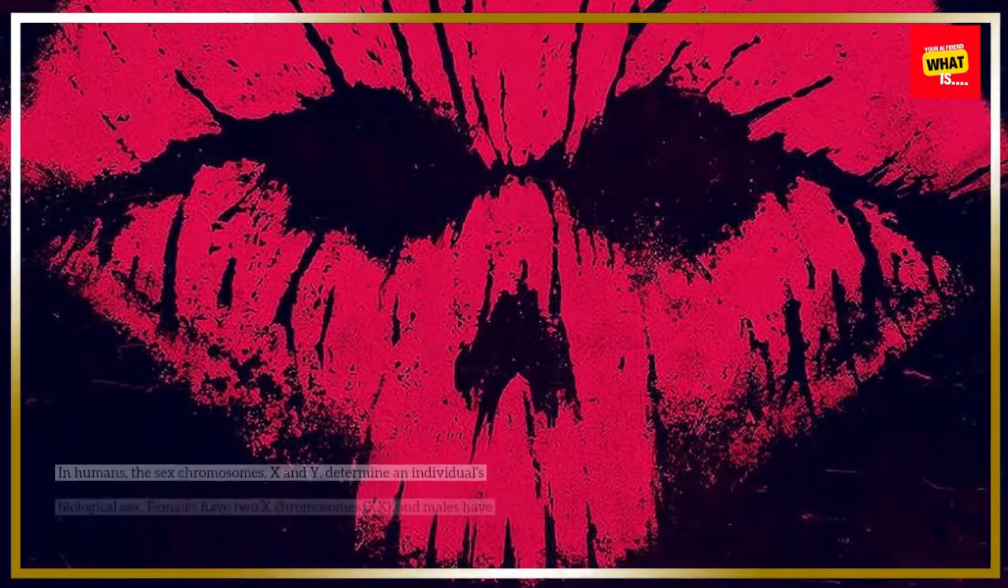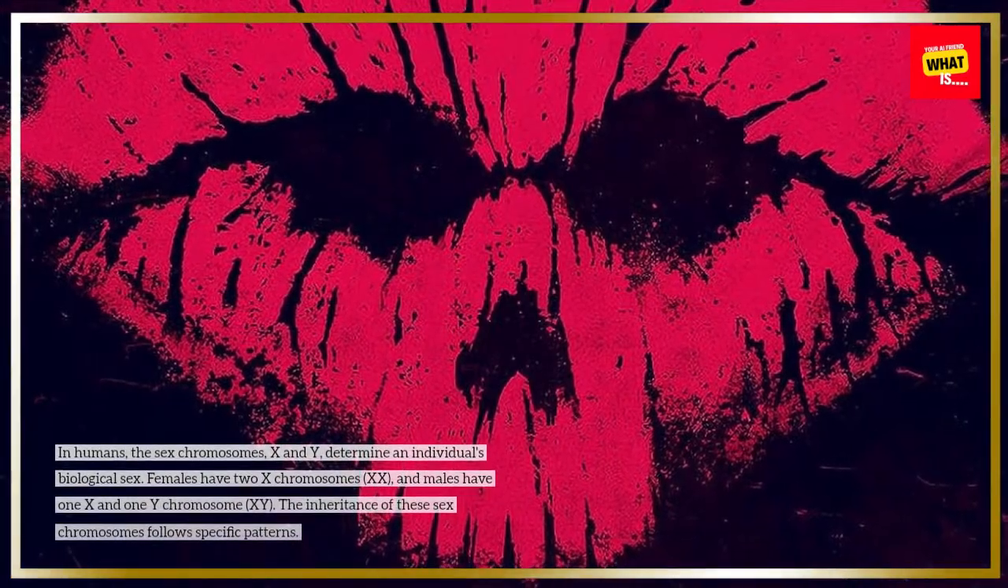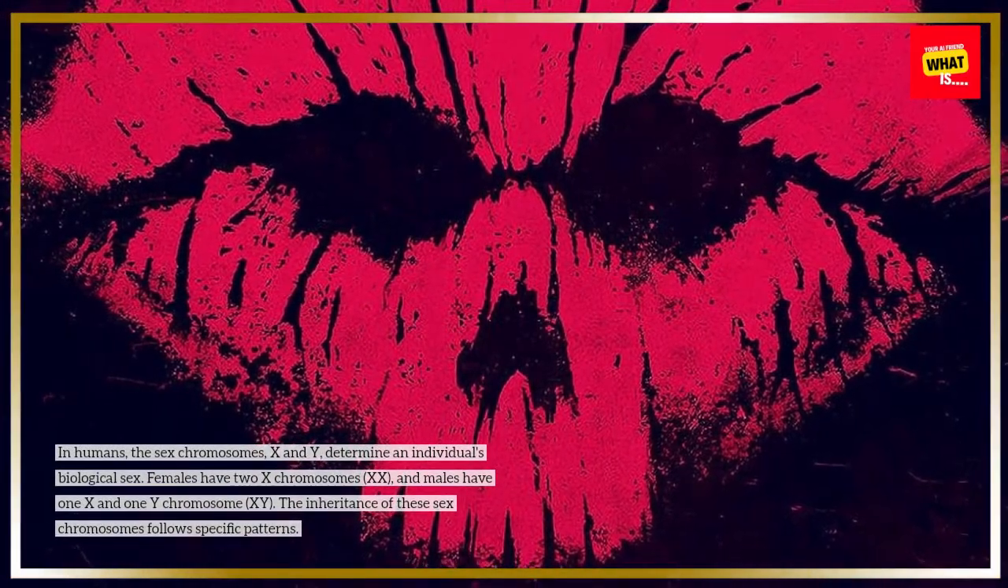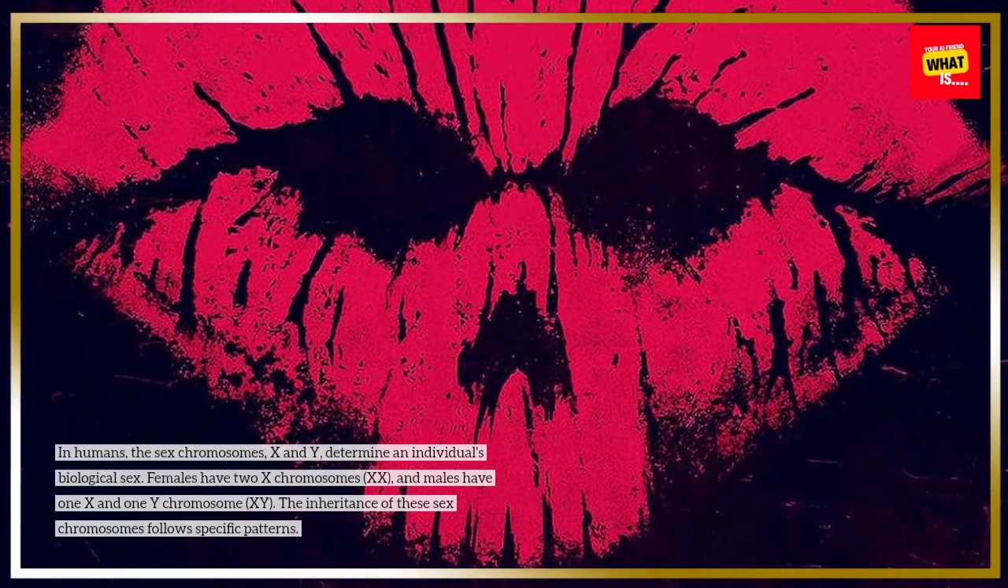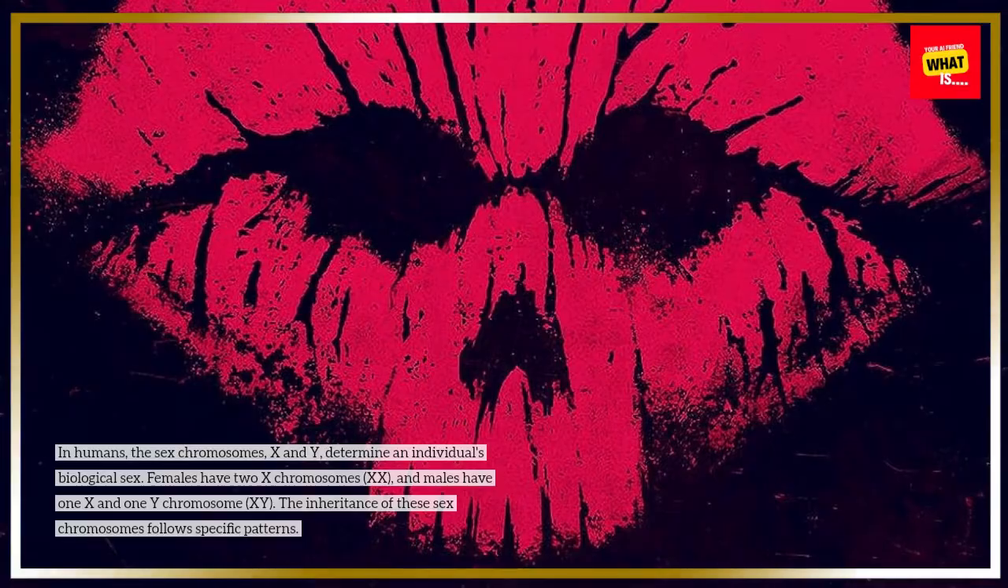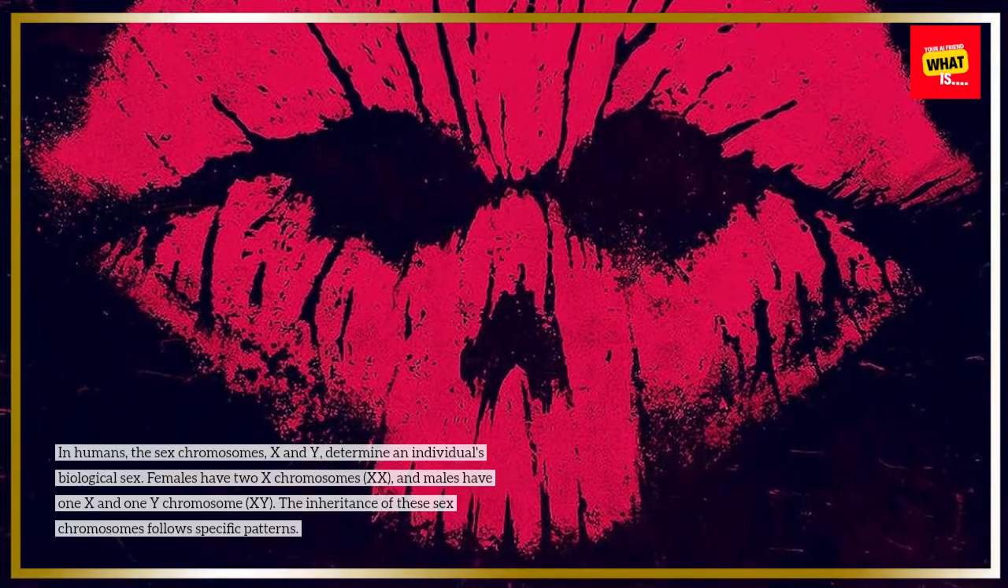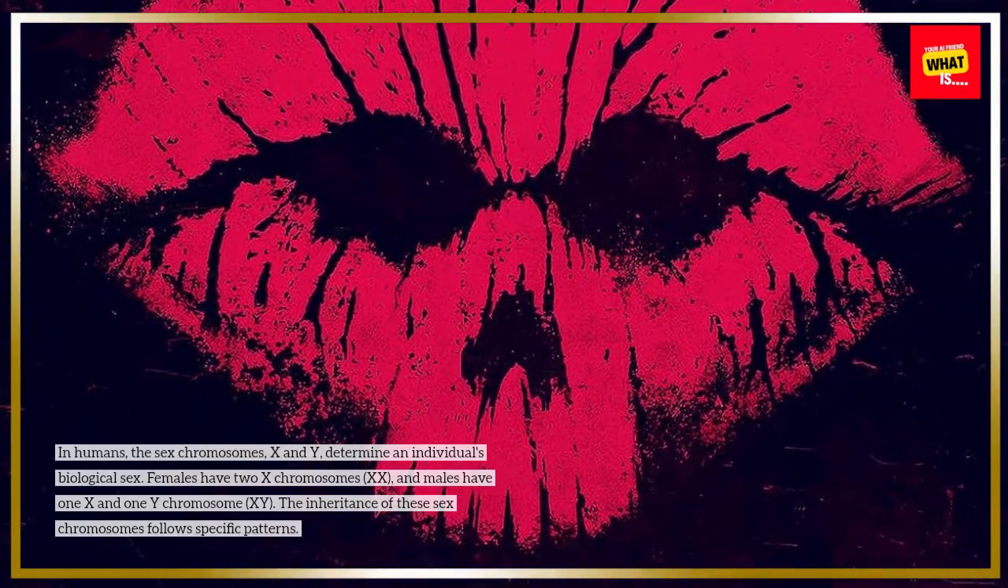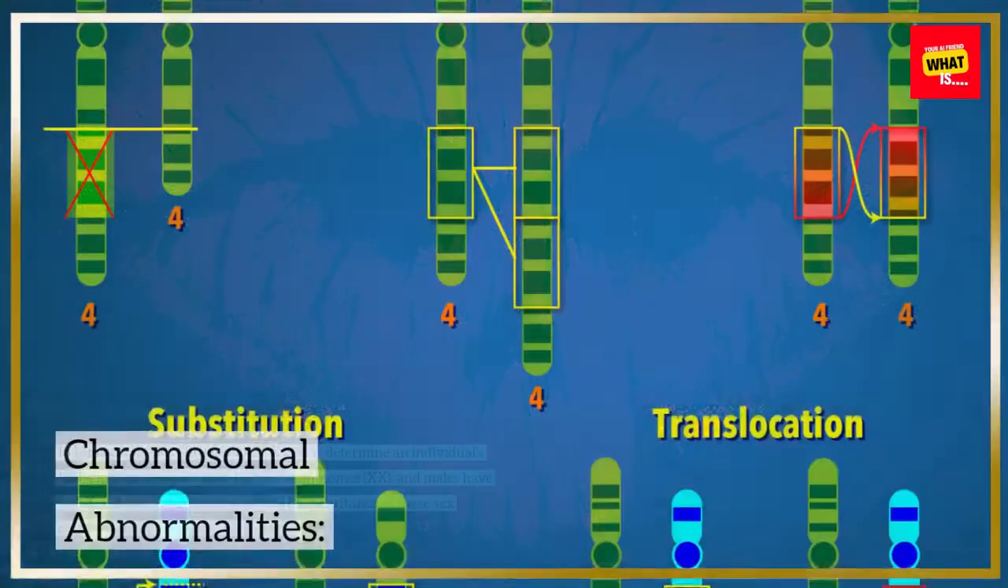X and Y chromosomes. In humans, the sex chromosomes, X and Y, determine an individual's biological sex. Females have two X chromosomes, XX, and males have one X and one Y chromosome, XY. The inheritance of these sex chromosomes follows specific patterns.